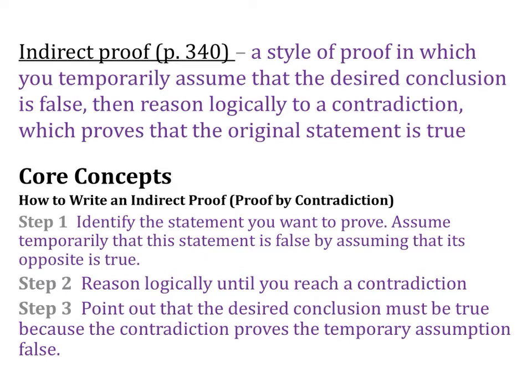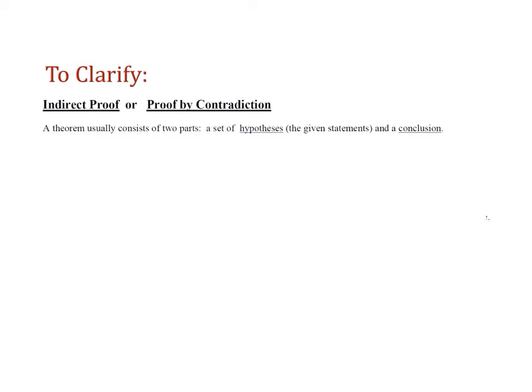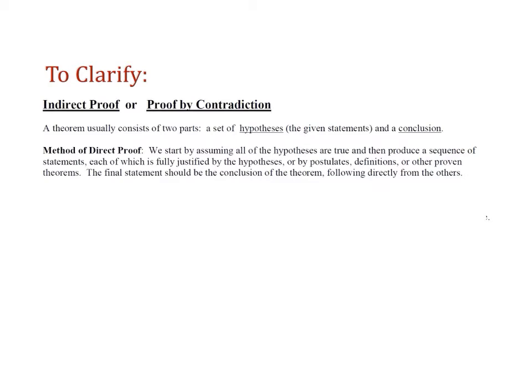All right, to clarify, an indirect proof or proof by contradiction. Basically, your theorems have been consisting of 2 parts: the hypothesis, which is your given statements, and a conclusion. So far this year, our method of proofs have been direct. In other words, we start by assuming all the hypotheses are true and then produce a sequence of statements, each of which is fully justified by the hypothesis or by postulates, definitions, or other proven theorems. And the final statement should be the conclusion of the theorem, following directly from the others.